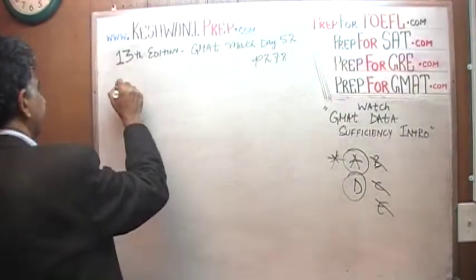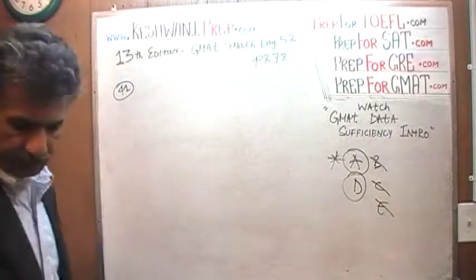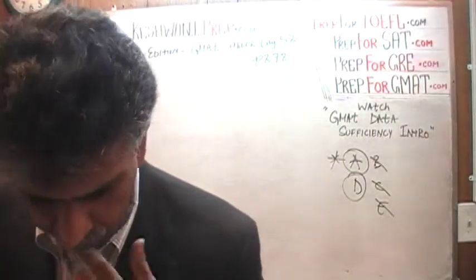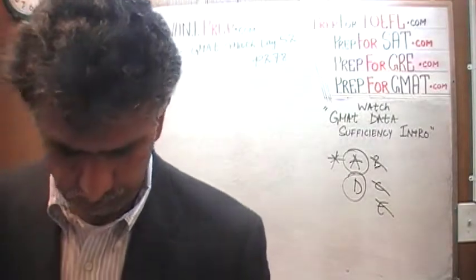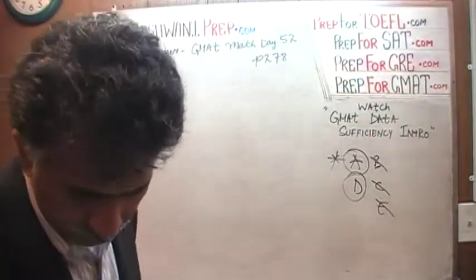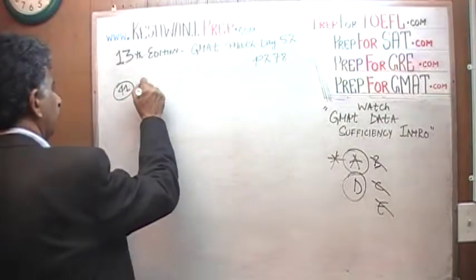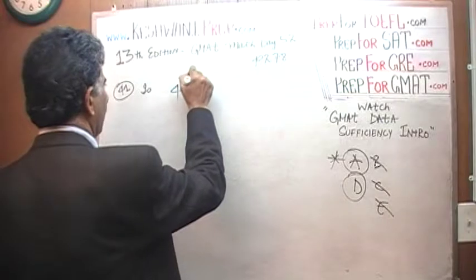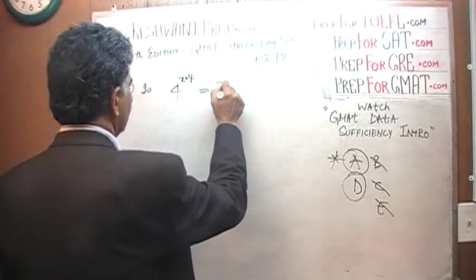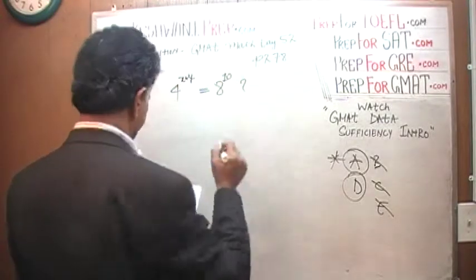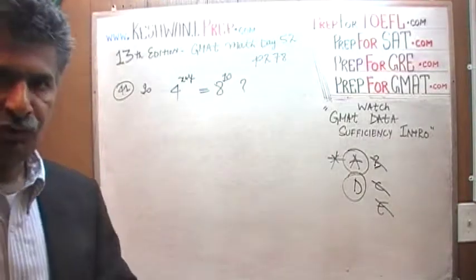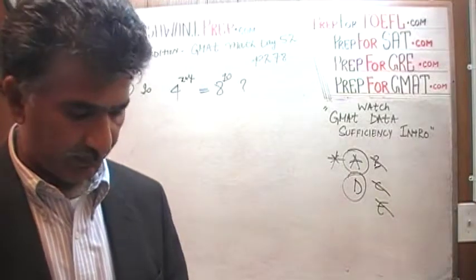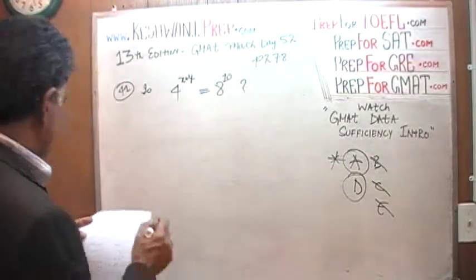Problem 41. Let's see what 41 has to say. 41 is a bit interesting actually. Again, the question is very straightforward: is 4 raised to x plus y equal to 8 raised to 10? As I always tell you, questions usually are very straightforward. It is the answer that gets prickly.